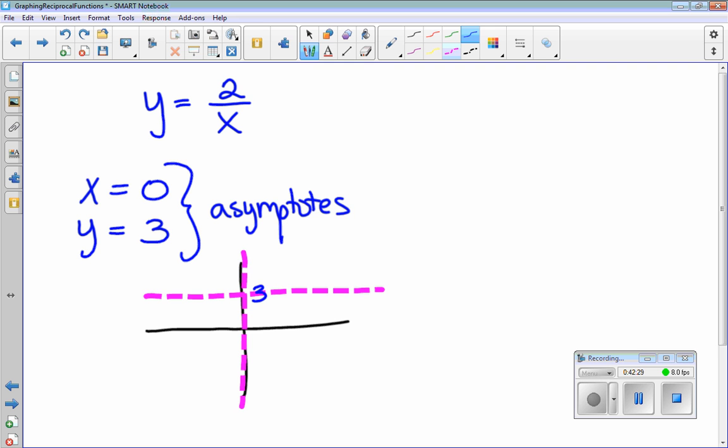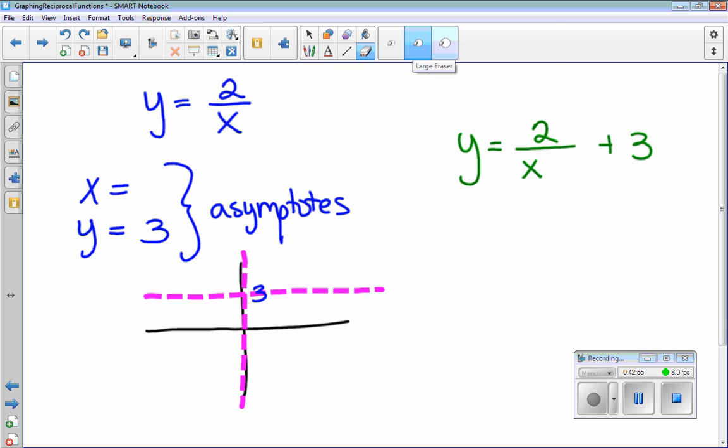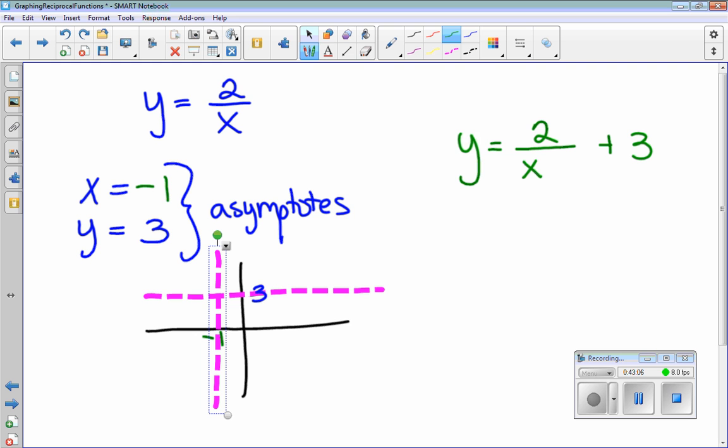So how would I write my equation? Y equals 2 over x. Where does the 3 go? Does it go down in the denominator, or does it go at the end? It goes at the end, because I've gone up 3. Is there anything in the denominator with the x? No. If I change this and said it was, let's say, -1, that would mean that this graph went left 1. Do you agree with that? Left 1. Where does left 1 go in my equation?